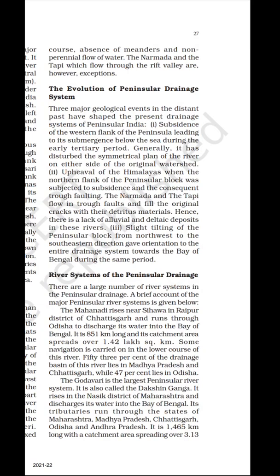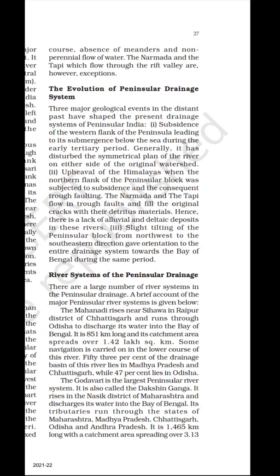Upheaval of the Himalayas, when the northern flank of the peninsular block was subjected to subsidence and the consequent trough faulting. The Narmada and the Tapi flow in trough faults and fill the original cracks with their detritus materials. Hence, there is a lack of alluvial and deltaic deposits in these rivers.